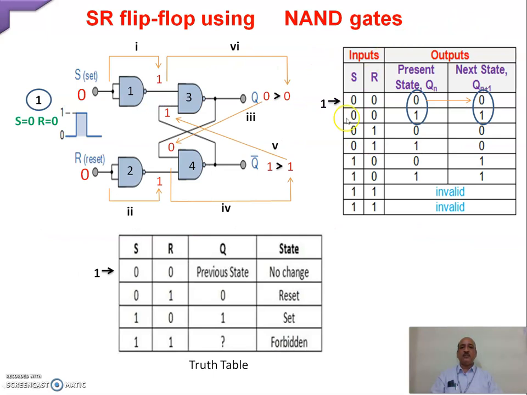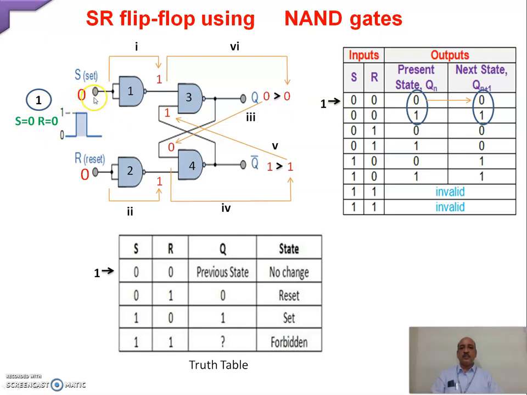To understand the working of the SR flip-flop, here S is the set input and R is the reset input, and here we are using 4 NAND gates, and Q and Q bar are the outputs. Initially let us assume the output Q is equal to 0 and Q bar is 1, and let us apply the first condition, S is equal to 0 and R is equal to 0. The present state of output is Q equal to 0.